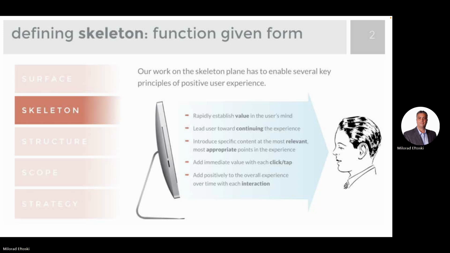I was hoping I covered all these checklist points, right? Google doesn't help, I know, but that's something I can't control, and time will fix that. But when you look at it, does it rapidly establish value in the user's mind? Does it lead users towards continuing the experience? Does it introduce specific content at the most relevant, most appropriate points in the experience? Does it add immediate value with each click or tap? Does it add positive overall experience over time with each interaction?